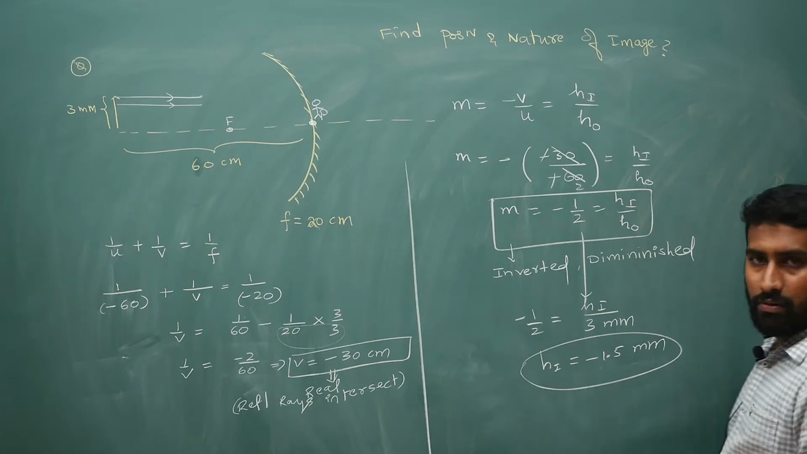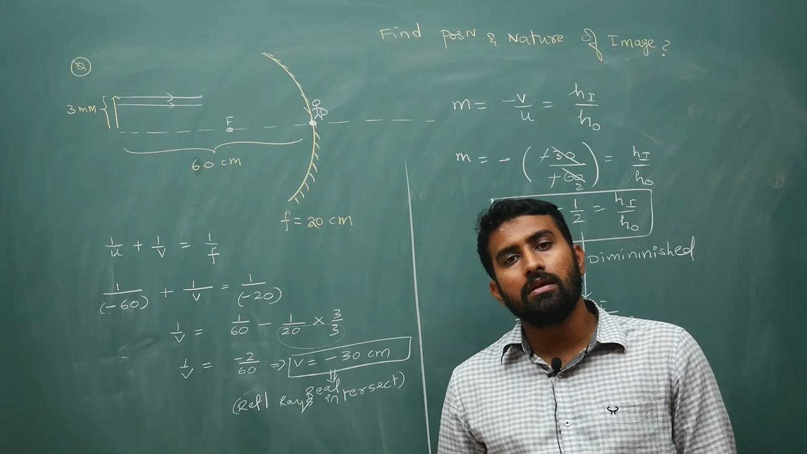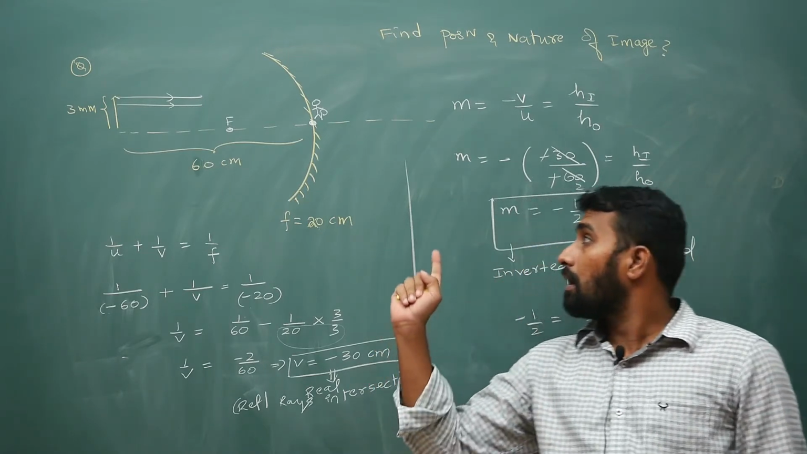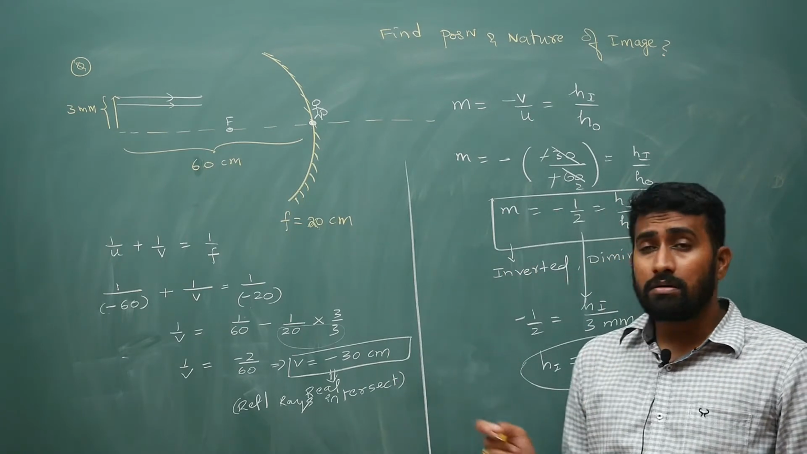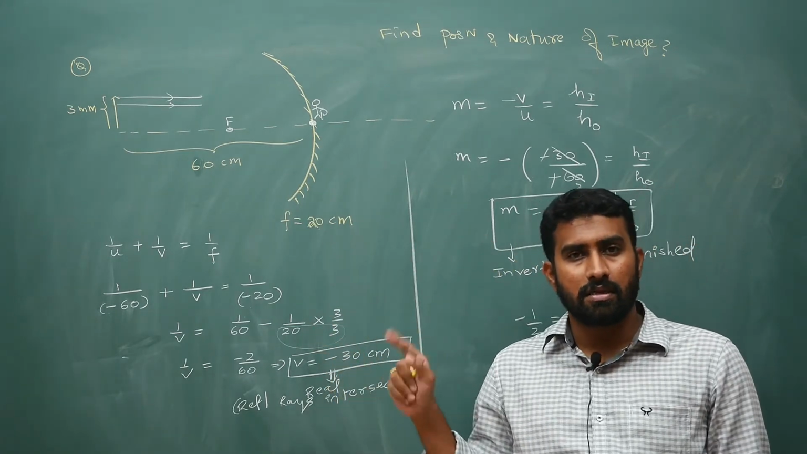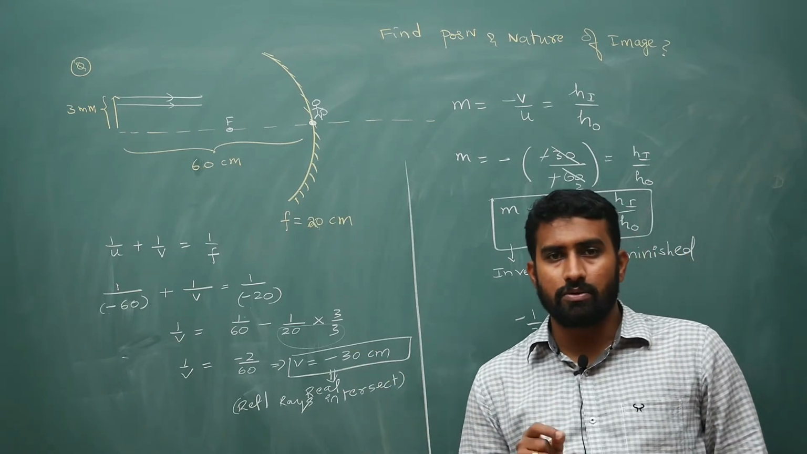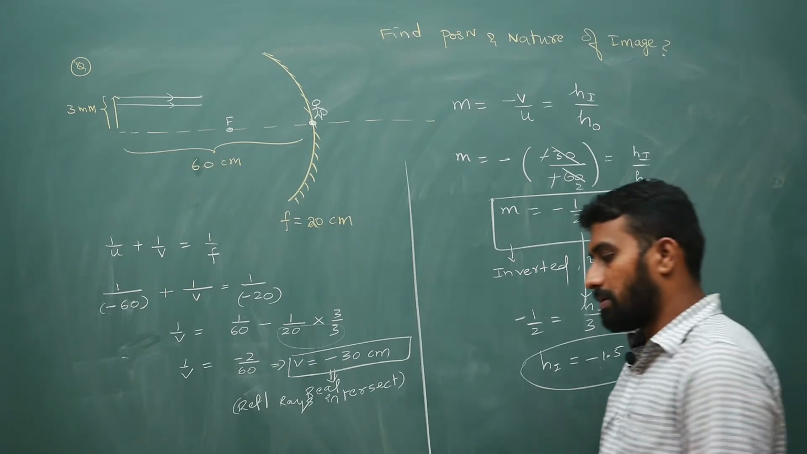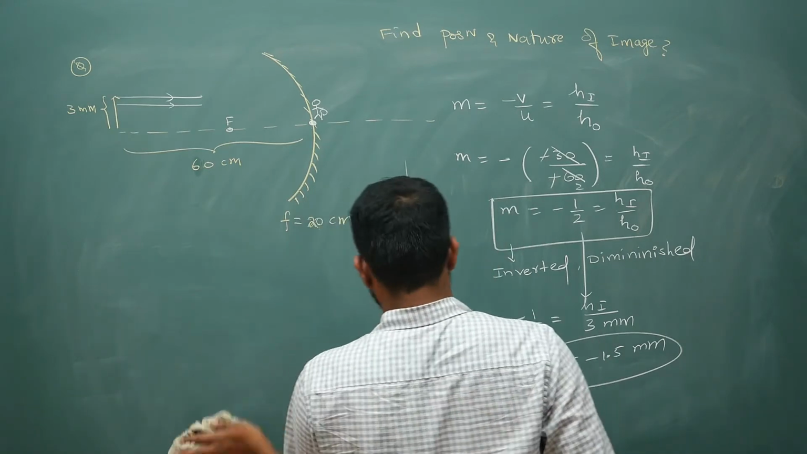Based on v, we have decided whether the image is real or virtual. Based on m, we have decided whether it is inverted or diminished. And after getting all this, we are supposed to draw a proper ray diagram. Do all these calculations, then you have to draw the ray diagram. Now the ray diagram I will draw separately to enhance your understanding. So copy this down. Hope you have got the same values. Now coming to the ray diagram.